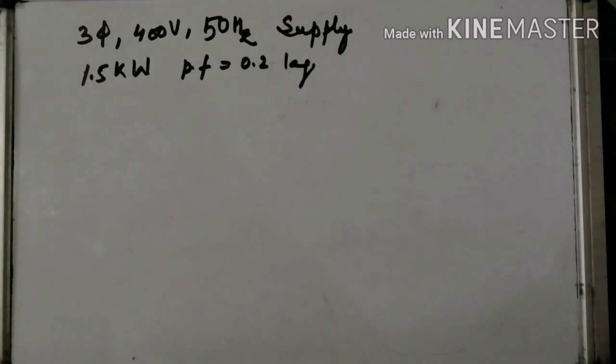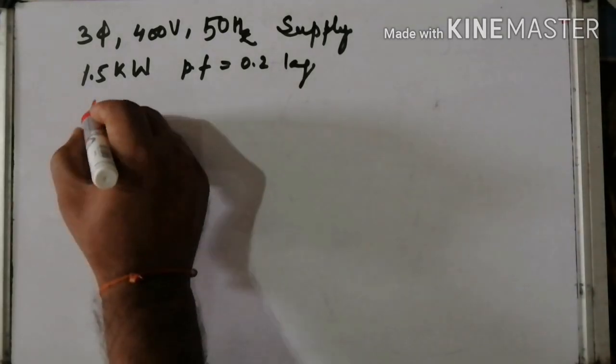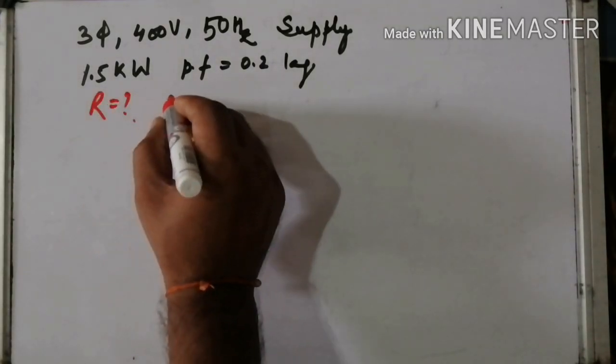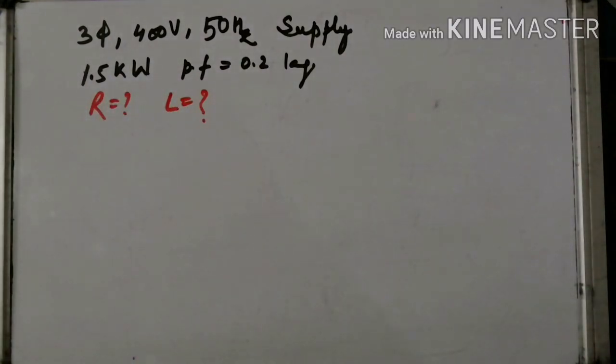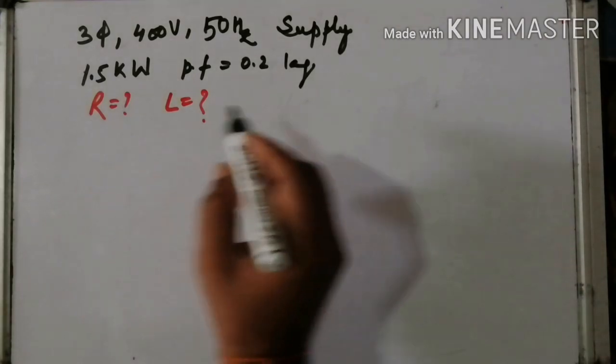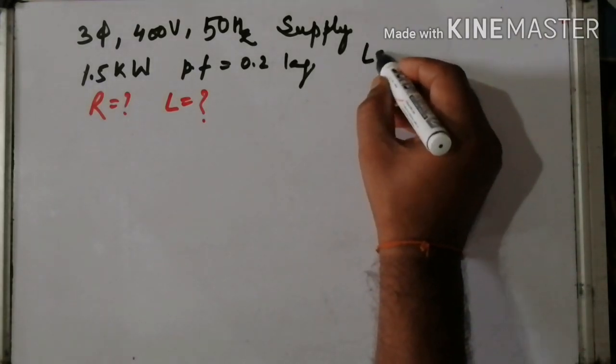Calculate the resistance and inductance of each coil. This is our target. And the load is star connected.